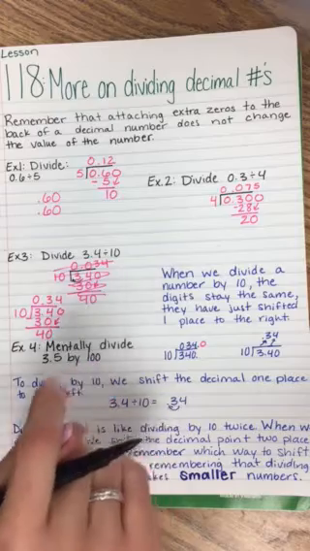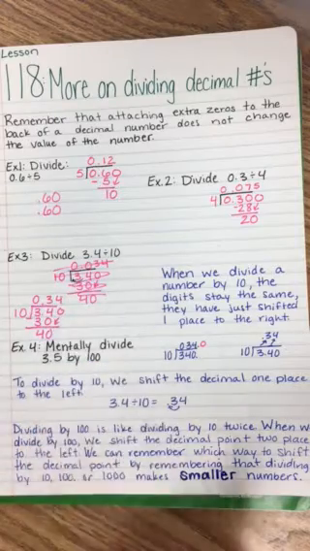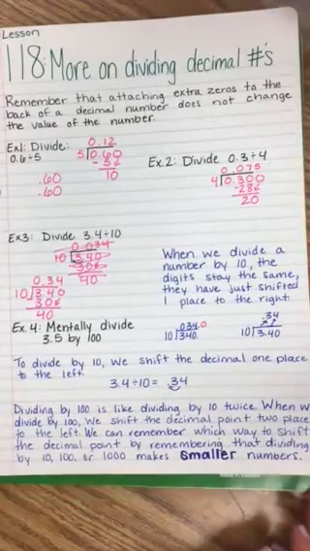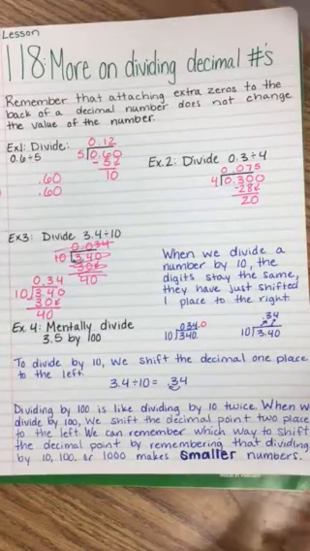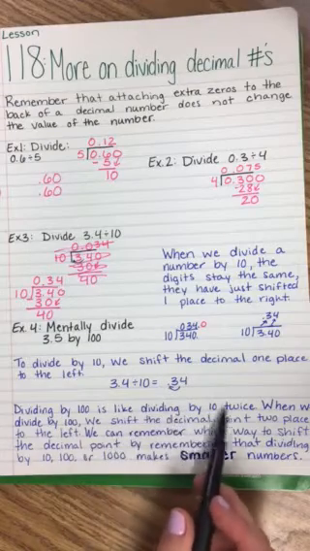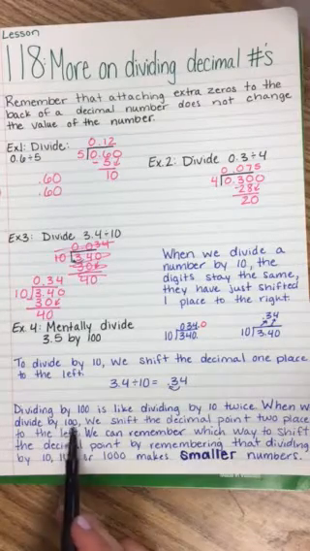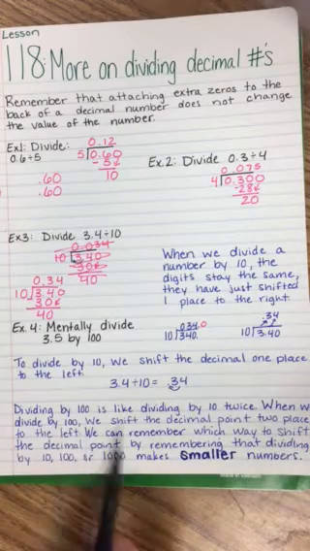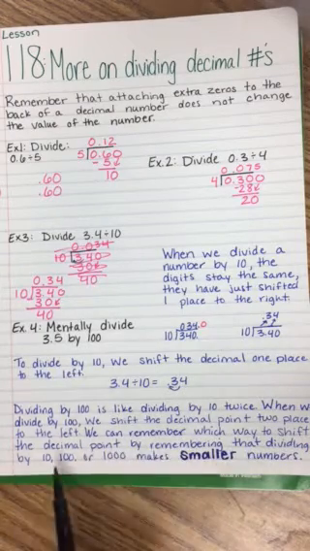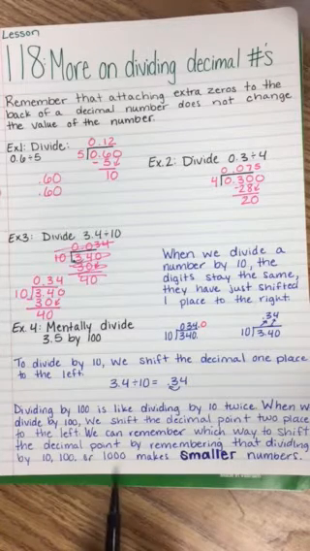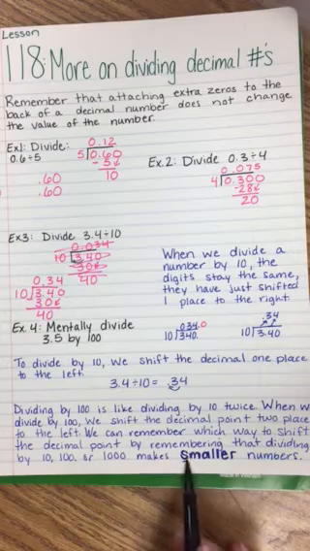Dividing by 100 is like dividing by 10 twice. When we divide by 100, we shift the decimal place 2 times, okay? So dividing by 100 is like dividing by 10 twice. When we divide by 100, we shift the decimal point 2 places to the left. We can remember which way to shift the decimal point by remembering that dividing by 10, 100, or 1,000 makes smaller numbers, okay?